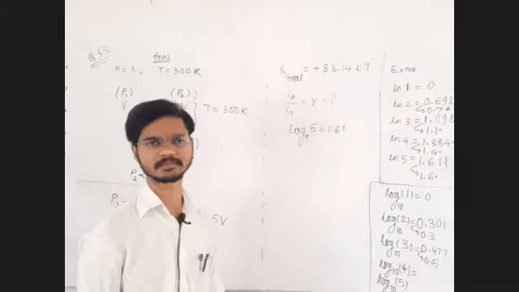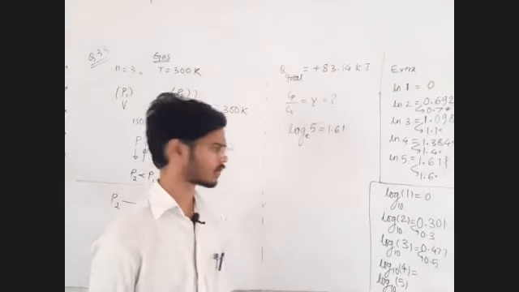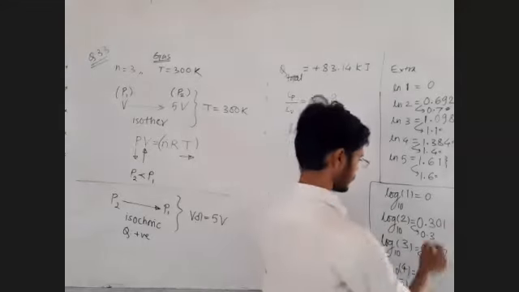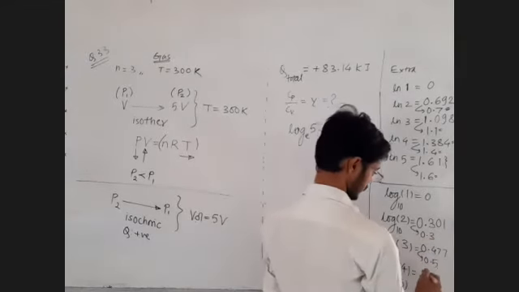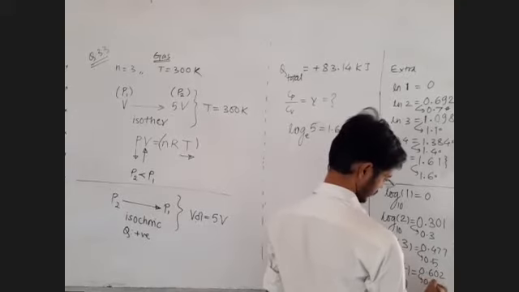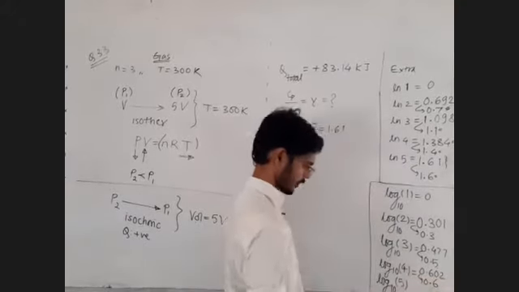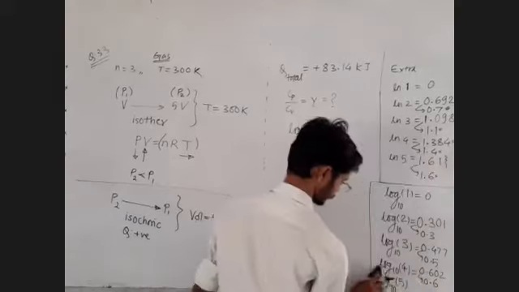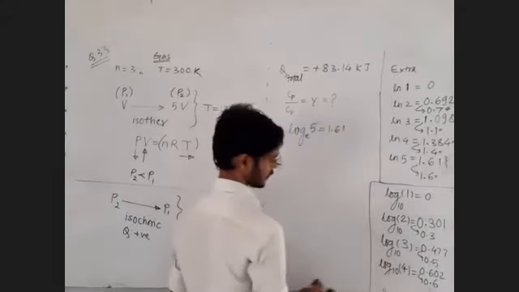Next, log 4 is double of log 2. 301, 602. Approximately 0.6.